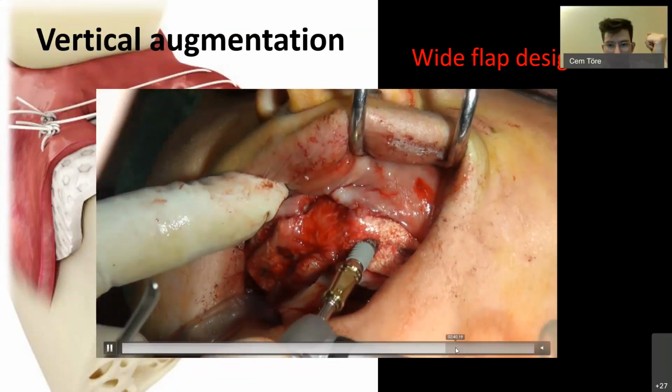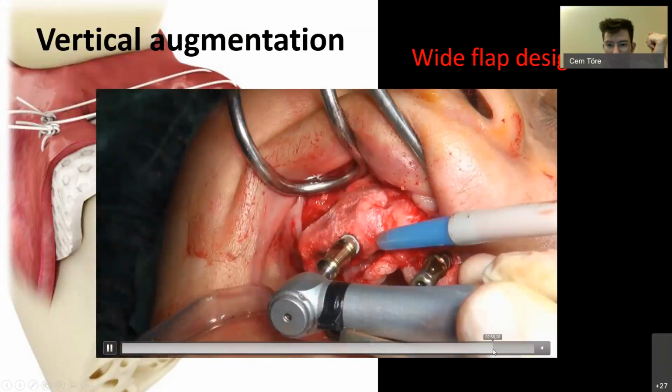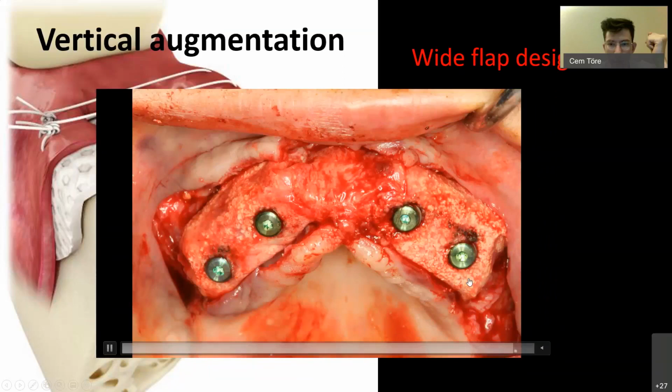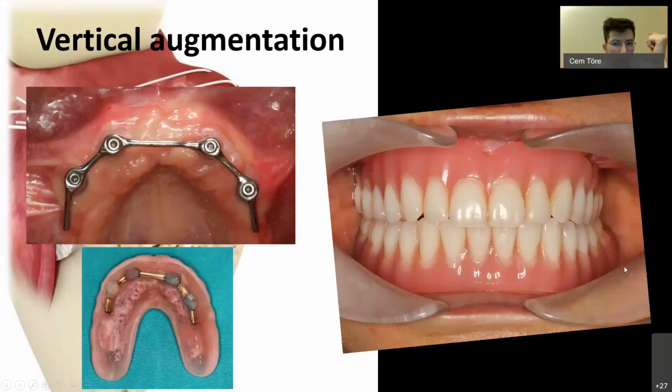We placed 4 implants and then a bar prosthesis on top of the implants here. This is the prosthesis and the end results.